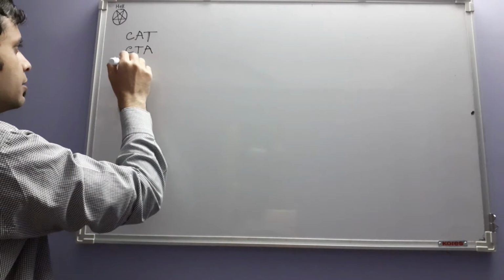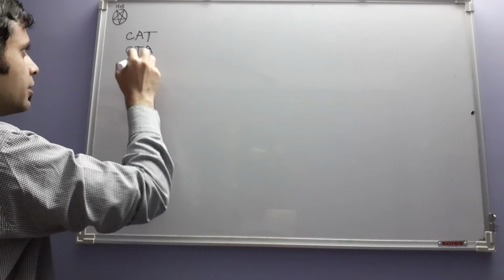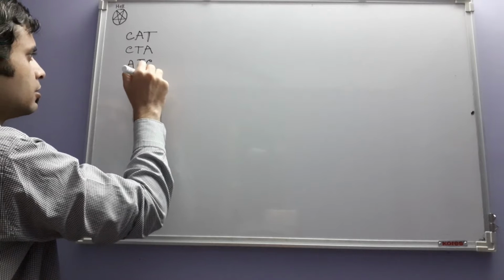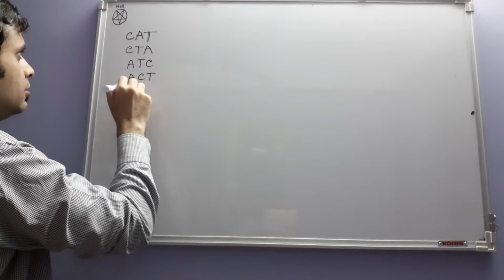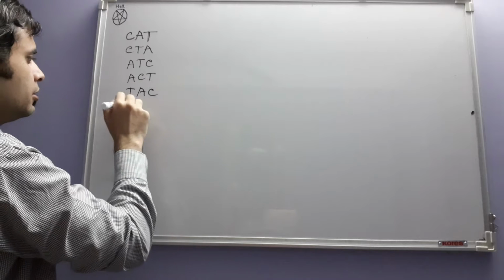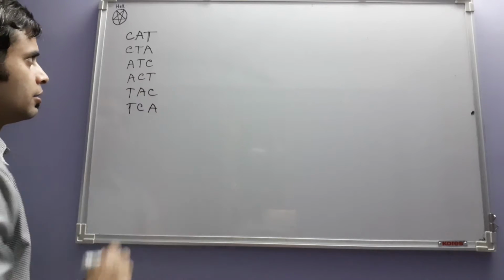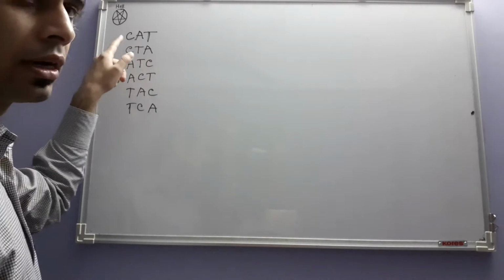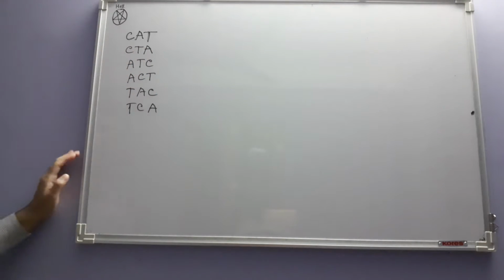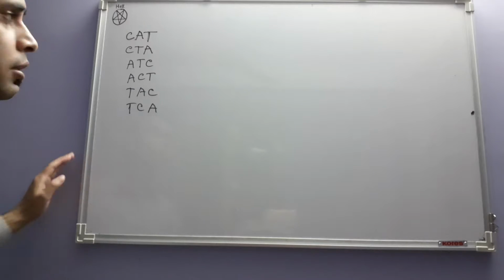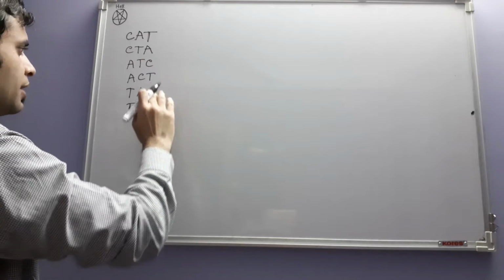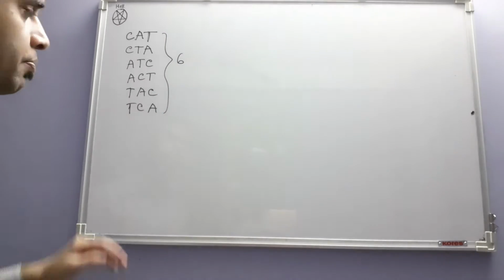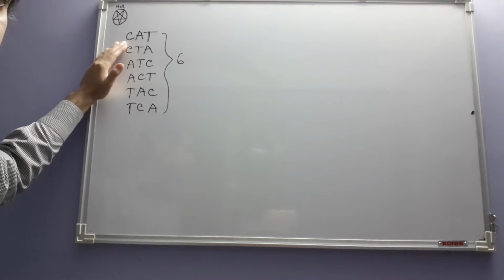C, T, A. Then I can have A in the beginning, then I can write A, T, C, A, C, T. Like that I can write T, A, C, T, C, A. These are the possible arrangements of the letters in the word cat. Now how many of them are there? 6. 1, 2, 3, 4, 5, 6. So there are 6 arrangements possible of the letters of the word cat.